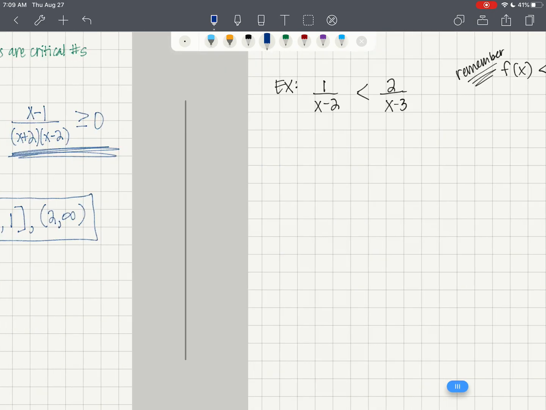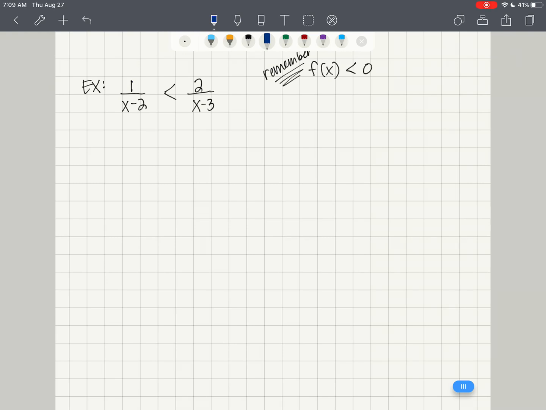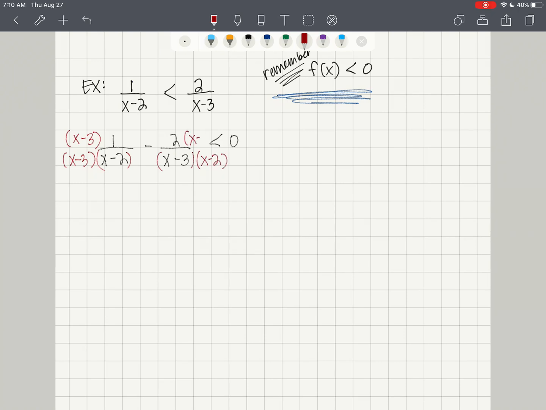Now there's one more problem that could get tricky. Remember that we need 0 on one side of our inequality. I'm going to subtract the fraction from the right over to the left, and then I'm going to have to get a common denominator. So I'm going to multiply the first fraction by x minus 3 over x minus 3. And I'm going to multiply the second fraction by x minus 2 over x minus 2. That's going to give me a common denominator of x minus 3, x minus 2.